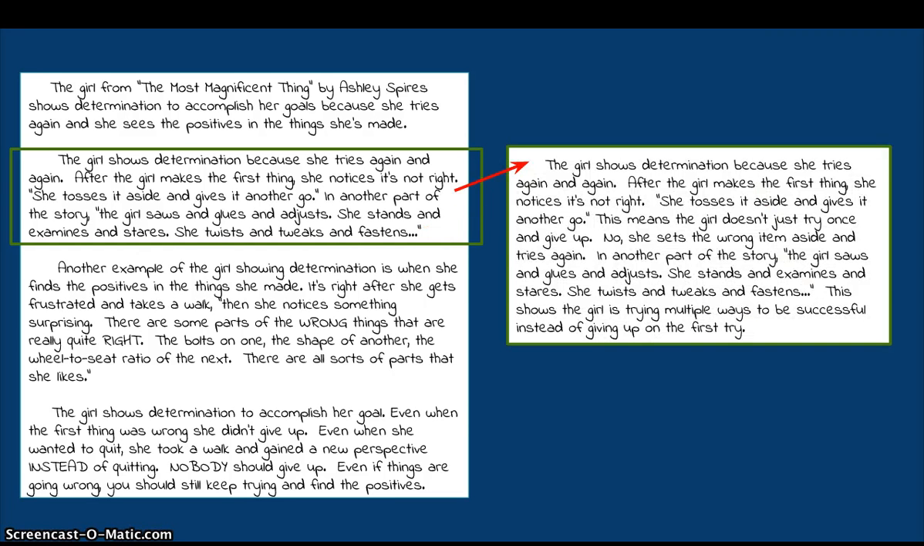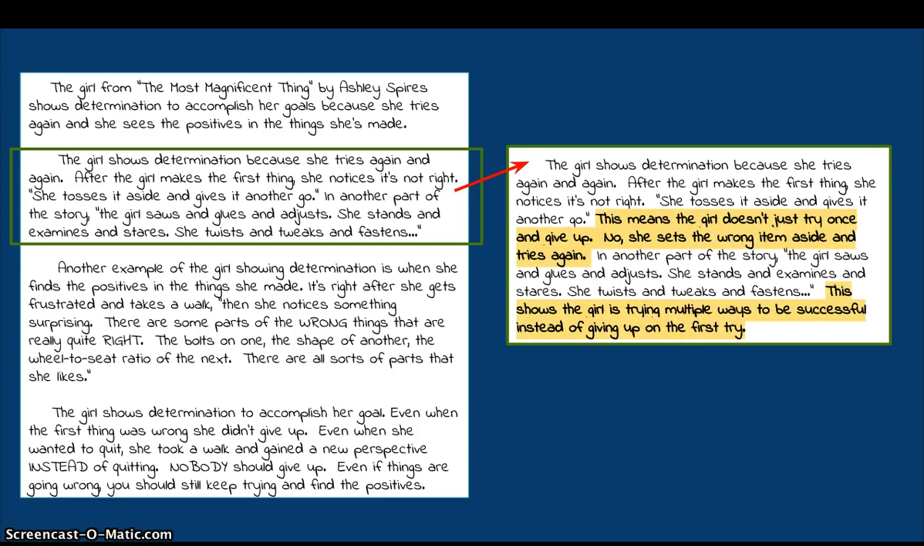The girl shows determination because she tries again and again. After the girl makes the first thing, she notices it's not right. She tosses it aside and gives it another go. This means the girl doesn't just try once and give up. No, she sets the wrong item aside and tries again. In another part of the story, the girl saws and glues and adjusts. She stands and examines and stares. She twists and tweaks and fastens. This shows the girl is trying multiple ways to be successful instead of giving up on the first try.